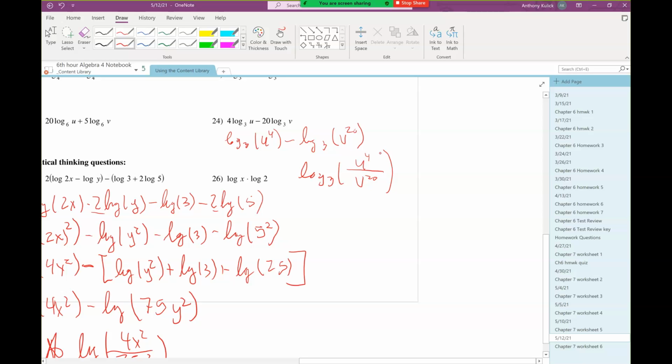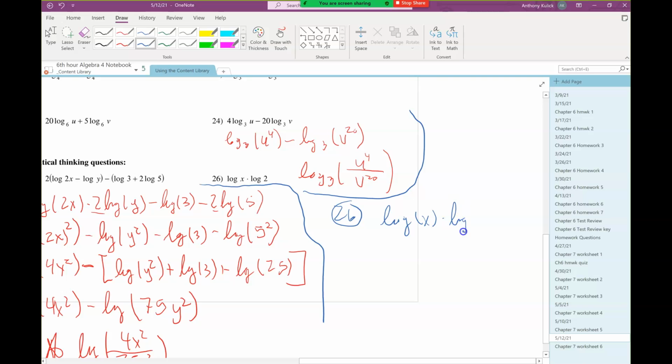What do you have? 26. Okay. So the trick here is to remember that log of 2 is just a number. So if I look at this right now, this is a power property situation.